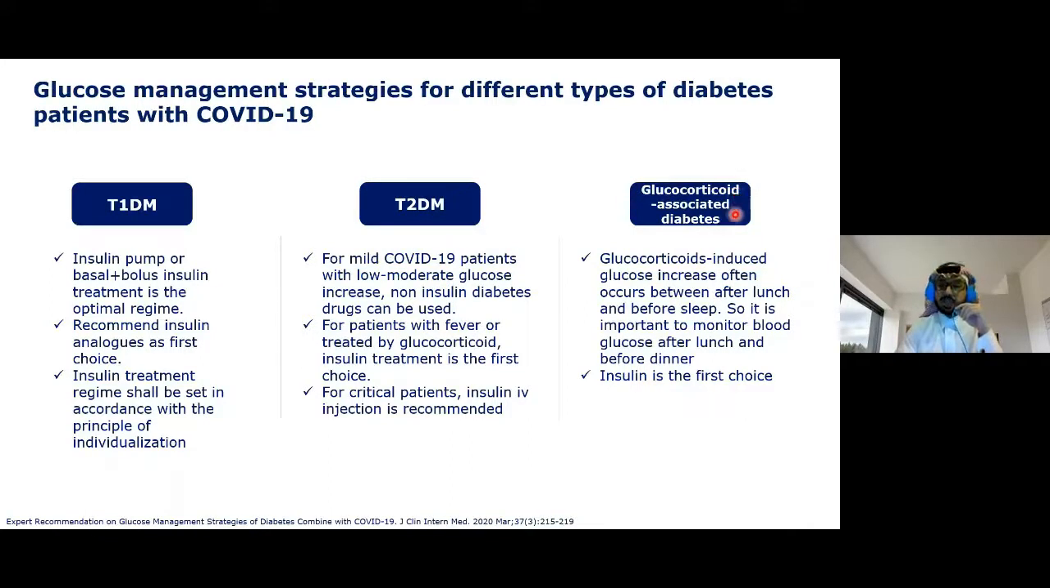Glucocorticoid-associated diabetes causes glucose increases between and after lunch or before sleep. So it's important to monitor blood sugar after lunch and before dinner. In those patients, we prefer insulin. It will be the first choice for us.